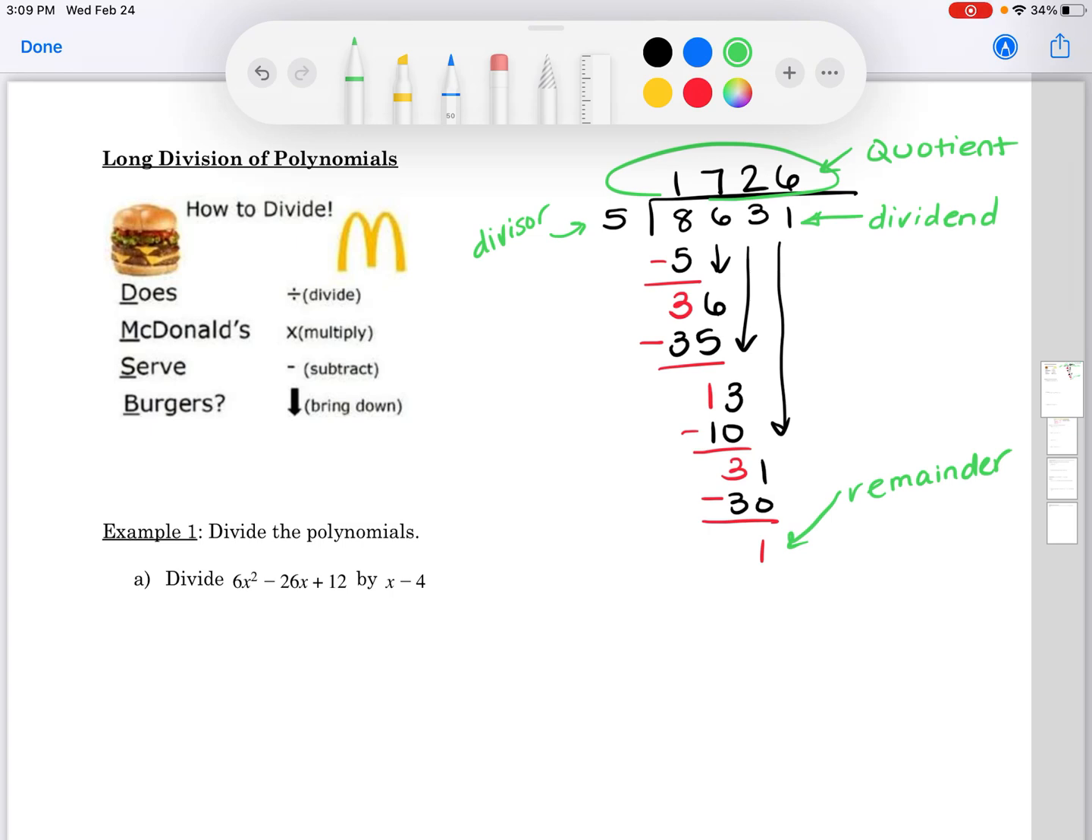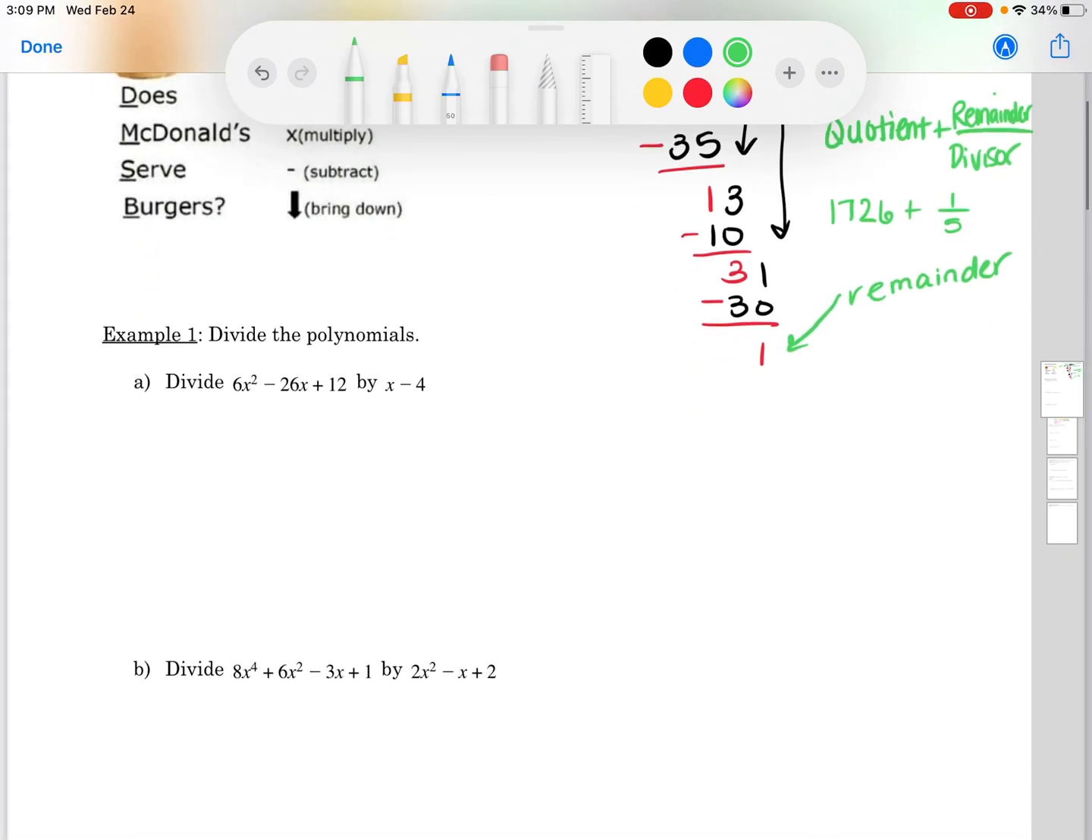Okay. So we could write this basically how we would in fraction form. We could say this is quotient plus remainder over divisor. And that's how we would make a fraction out of this. So that would be 1,726 plus 1 over 5, or 1,726 and a fifth. Okay? So we can do the same thing with polynomials following the same steps.